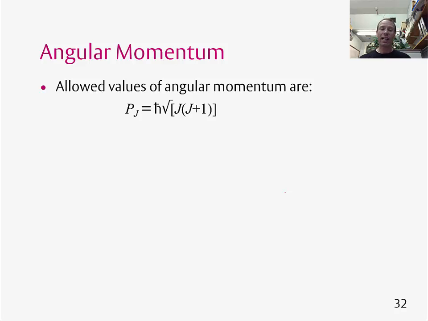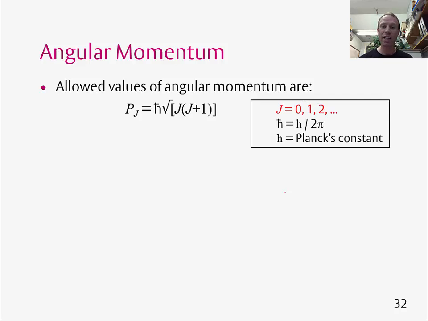If we work together with these equations and follow everything through, we can find out that the angular momentum P is quantized and depends on the quantum number J according to this equation, where J, of course, is the rotational quantum number, which takes values of 0, 1, 2, and so on, and ħ is Planck's constant h divided by 2π. Again, this is something that you should be able to work out and show.